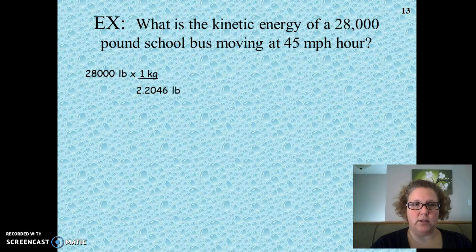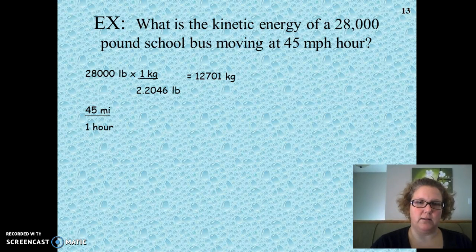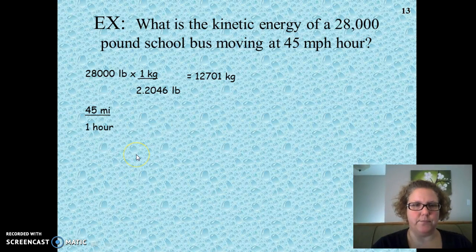First thing, take our 28,000 pounds. There's 2.2046 pounds in a kilogram. So our bus is 12,701 kilograms. Now we gotta do the same thing with our speed. 45 miles per hour. Remember, whenever it's a something per something, set it up like a fraction so you can see where you need to put stuff so they'll cancel.